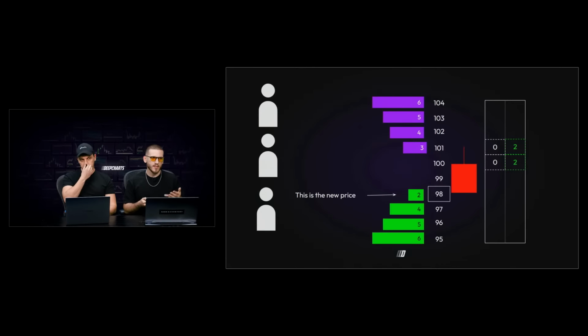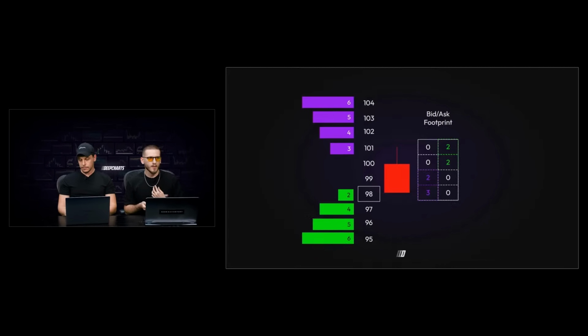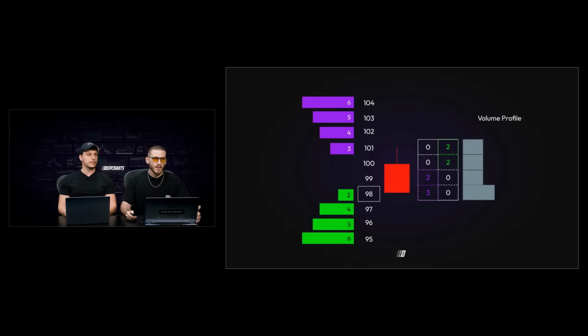Now a seller comes, takes these 5, the price goes down, and we put those aggressive sell orders, matched orders, in this little chart over here. This is called the bid-ask footprint. It's literally that easy. And if you want to sum it up, the sum of every contract that was traded at one price is called the volume profile. Okay? So the volume profile tells us how much trading happened. The footprint tells us which side was the aggressive one.